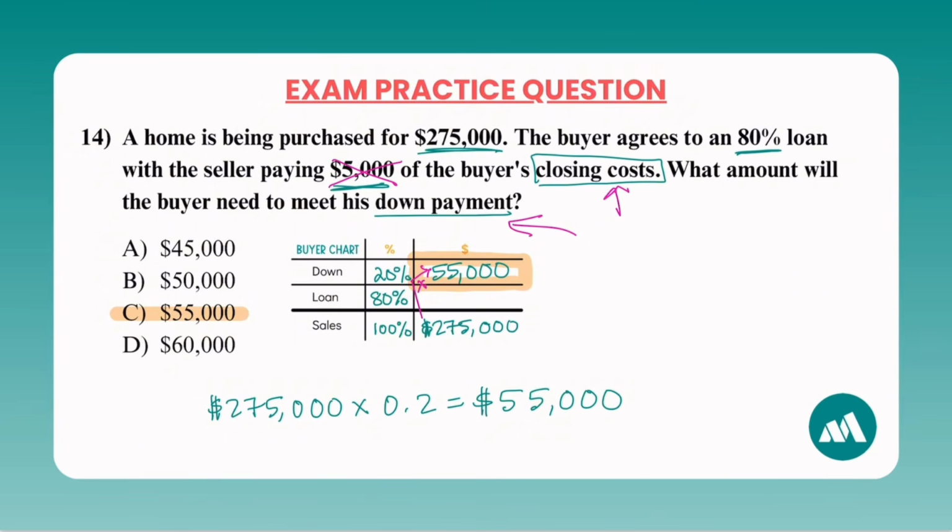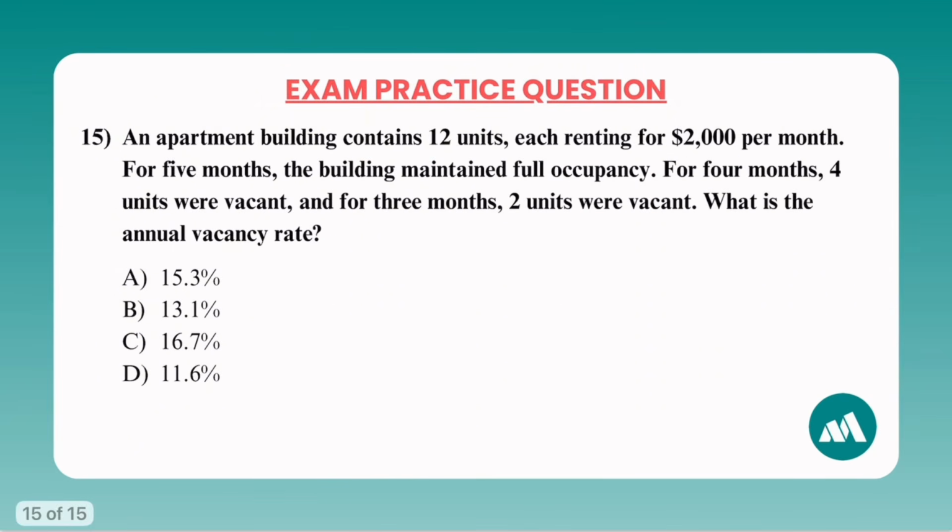closing costs is a separate charge to a down payment amount. Number 15, our bonus question here says, an apartment building contains 12 units, each renting for $2,000 per month. For 5 months, the building maintained full occupancy. For 4 months, 4 units were vacant, and for 3 months, 2 units were vacant. What is the annual vacancy rate?